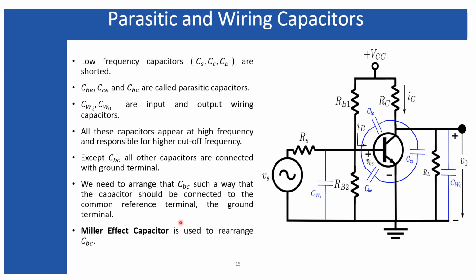That method is known as the Miller effect capacitor. So let's see how we can use the Miller effect capacitor and what the Miller effect capacitor is, so that we can connect one of its terminals to the ground directly, and take the advantage of the parallel capacitors while we are going to analyze this circuit.